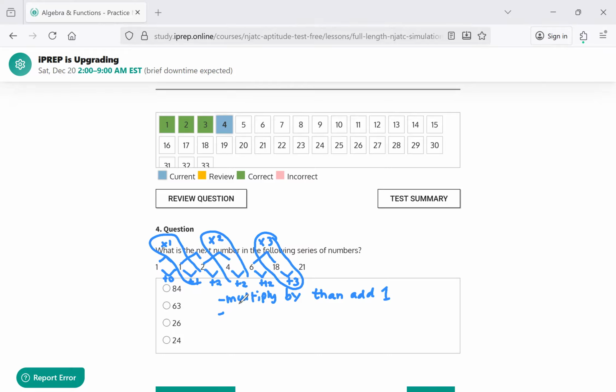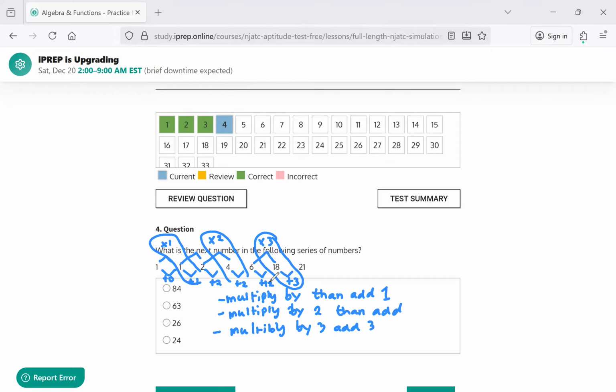And then if you look at the other one, it looks like you multiplied by 2, then add 2. And then the process continues. So then you multiply by 3 and then add 3, right? So 18 to 21, you add 3. Okay, so I see multiply by 3, then add 3.